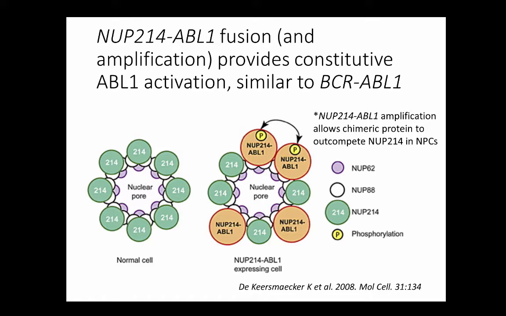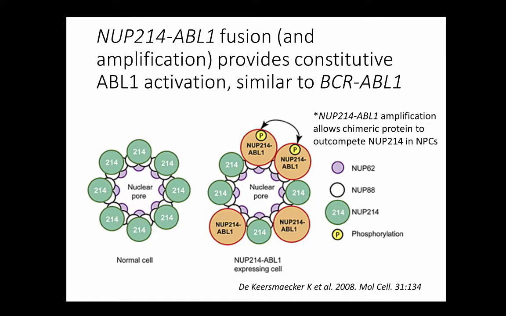Functionally, NUP214-ABL1 provides constitutive activation of ABL1, similar to what is probably more familiar, BCR-ABL1. Specifically, by virtue of NUP214, it's able to localize to the nuclear pore complex. And by virtue of its ABL1 domains, when they are in proximity to each other, they're able to cross-activate each other and provide ABL1 signaling.